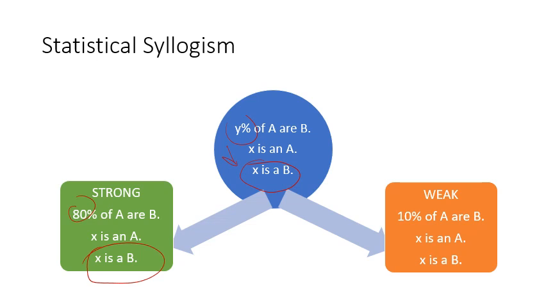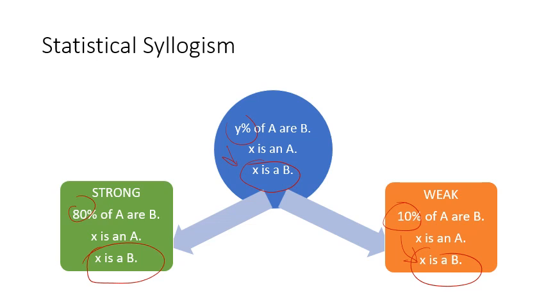Compare that to this orange box over here on the right. In the orange box, our y is now 10, so 10% of A's are B's. X is an A, therefore X is a B. Now we have a situation where even if the premises are true, because of that 10%, there's only a 10% likelihood that the conclusion is true. And so under this condition, the argument is weak. So we have two arguments. They're both following the same basic pattern, but one is strong and one is weak.